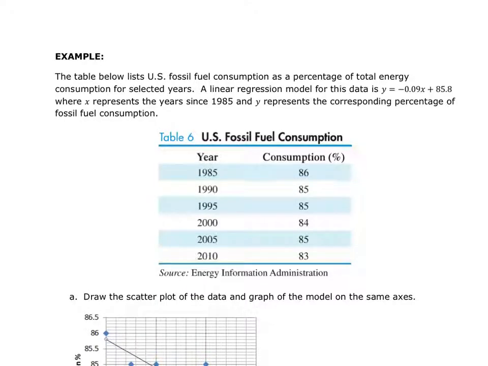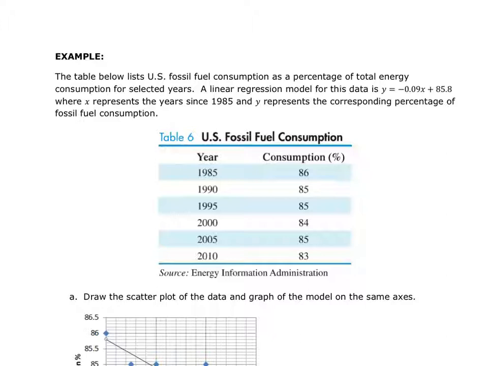Okay, now we're going to go ahead and do an example. This example already gave us our linear regression line equation, or a line of best fit, based on the data points. This is a chart with the data for the year 1985 to 2010 with a consumption of fossil fuel, and this is as a percentage. So the first thing it's going to ask you is to draw a scatter plot of the data and graph the model on the same axis.